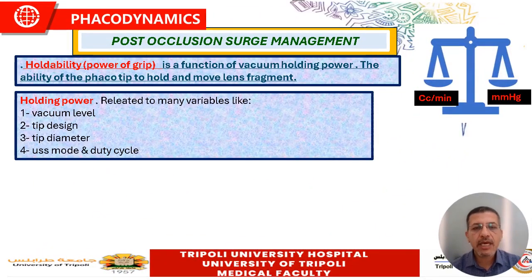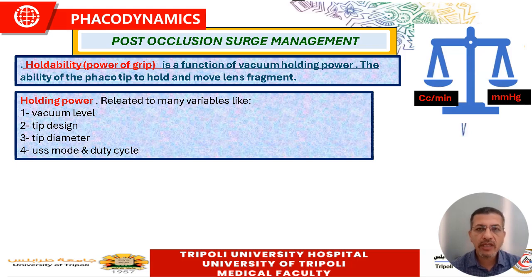Now, the second term that you should understand is the meaning of holdability, or the power of a grip. It is the function of the vacuum that provides the holding power of the phaco tip for the lens fragment: the ability of the phaco tip to hold the lens fragment and move it. This is the holding power.